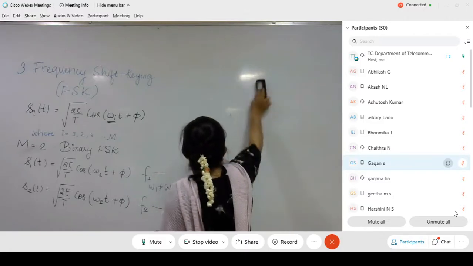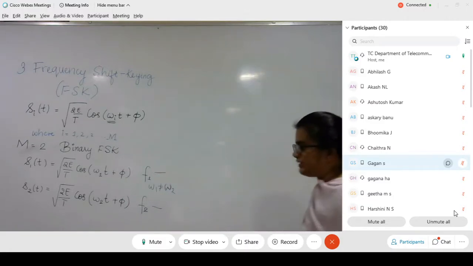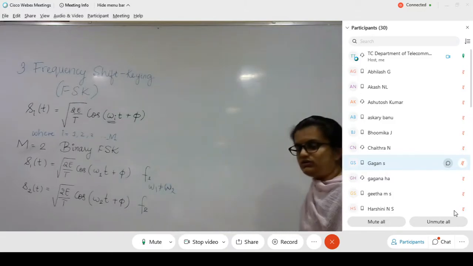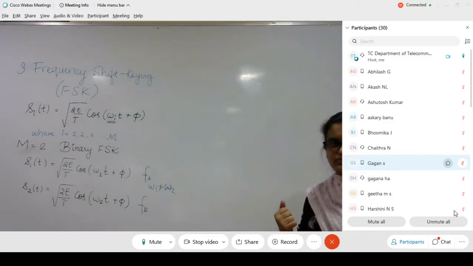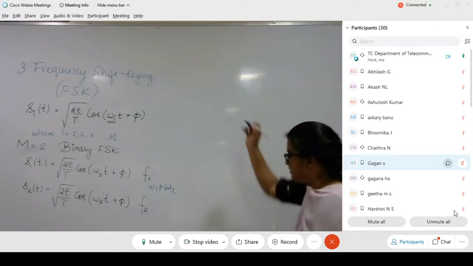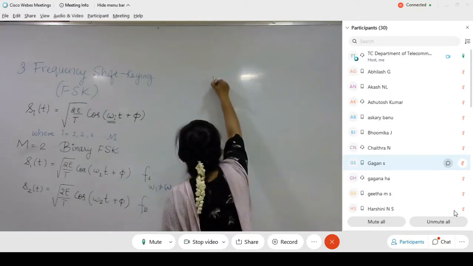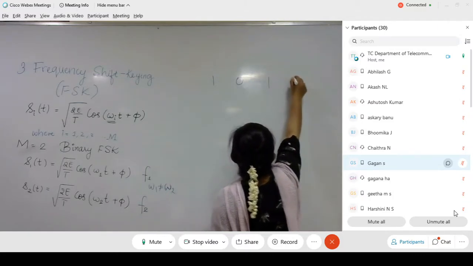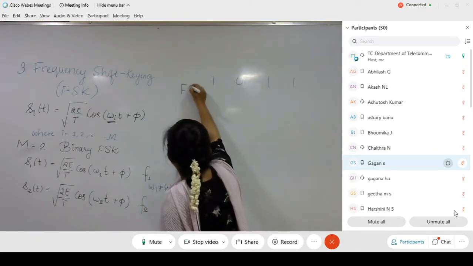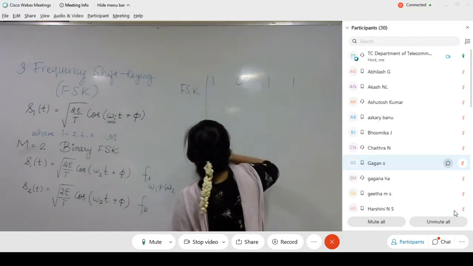Now let me plot. There are two aspects in FSK actually, two types actually. Whenever I am shifting with respect to frequency, whenever I am transmitting more than two symbols, then from one symbol to the other, the frequency should change. Now, let me take one example: 1 0 1 1. I'm using just binary FSK. This is a simple FSK I'm trying to use.